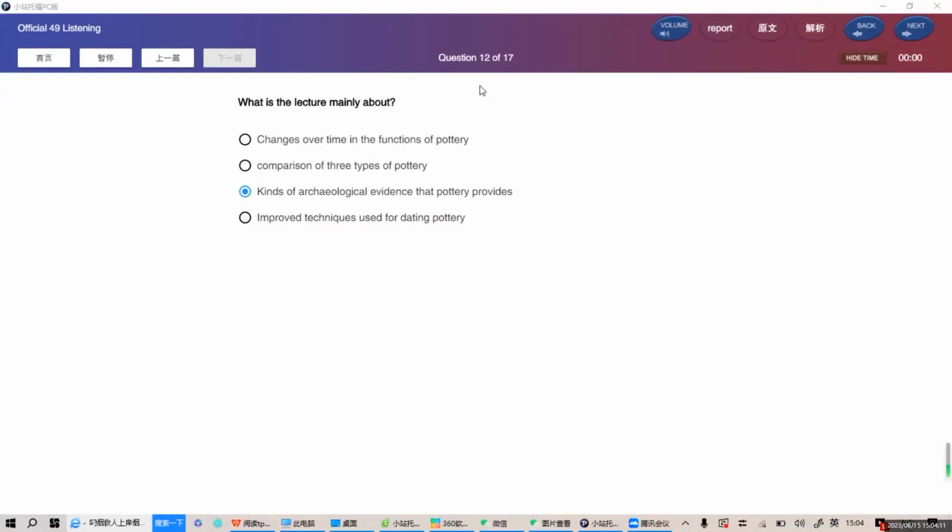Now let's look at the questions, okay? So the first one, what is a lecture mainly about? Usually in TOEFL listening, the lecture part, the first question is about the main content.